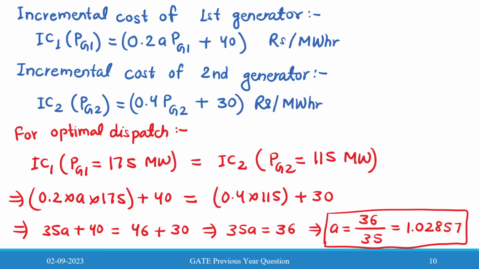Moving forward, if we find the incremental cost of the first generator, it will come out as 0.2 A PG1 plus 40, and for the second generator it will come out as 0.4 PG2 plus 30. For optimal dispatch we know that IC1 is equal to IC2 at the respective generation. So we put all these values, and from the first case the value of A will come out as 1.0857.